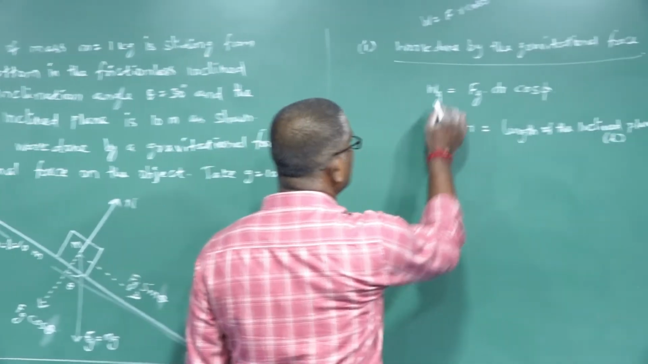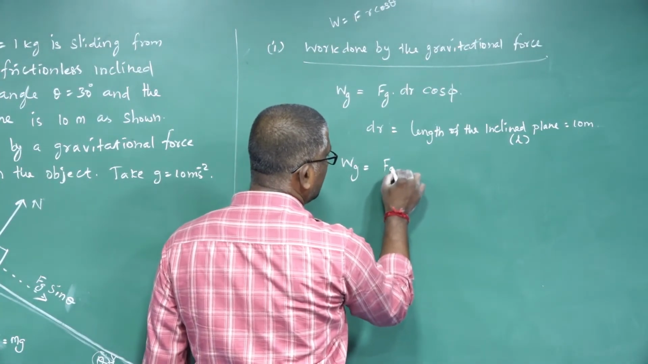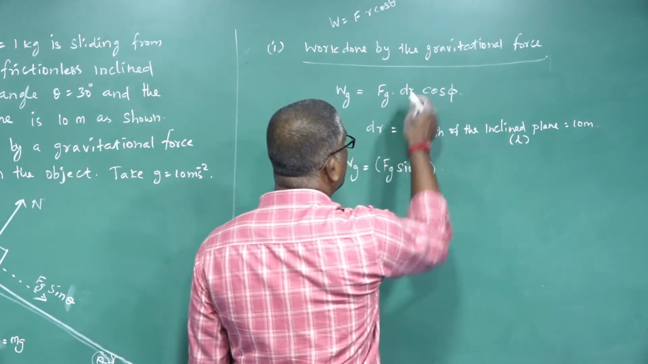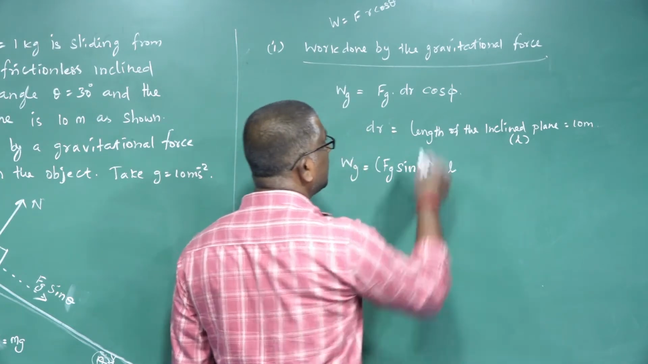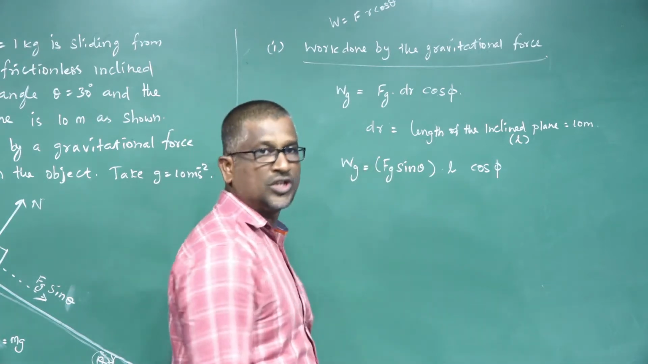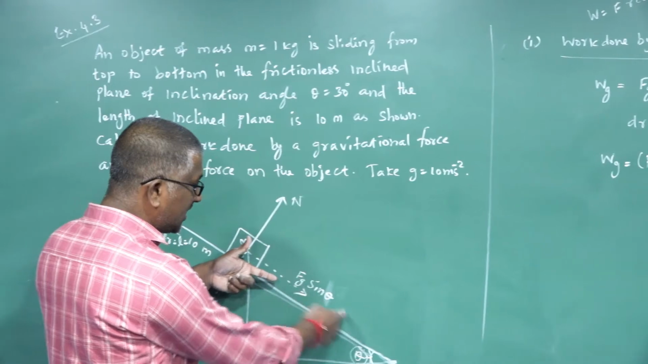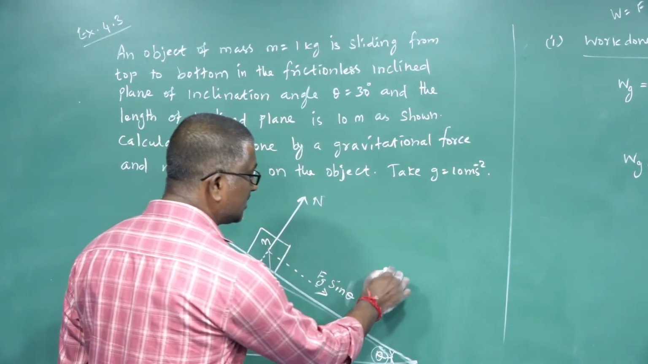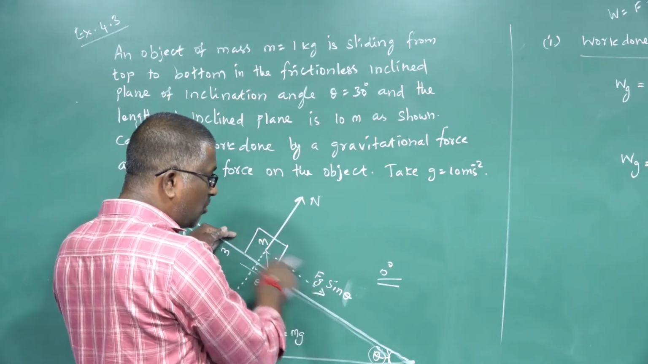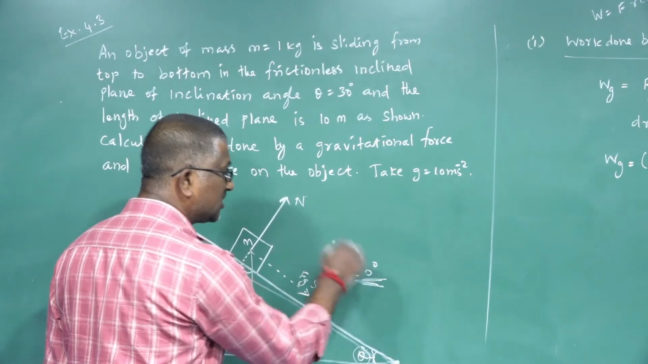So, W suffix g is equal to, instead of F suffix g, Fg into sin theta. Okay. And dr is nothing but the length of the inclined plane, that is L, into cos phi. What is phi? Angle between force and the direction of motion of the body. Here, the angle between force, that is Fg sin theta, and the direction of motion of the body is 0 degree. Because the direction of motion of the body and the Fg sin theta component act along the same direction. So, phi value is 0 degrees.